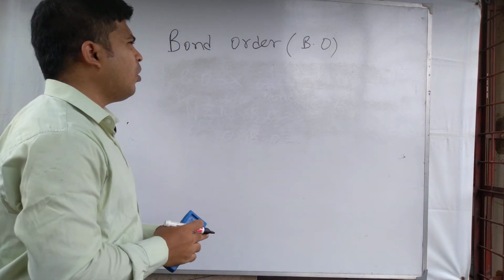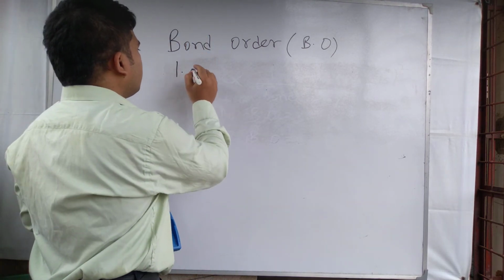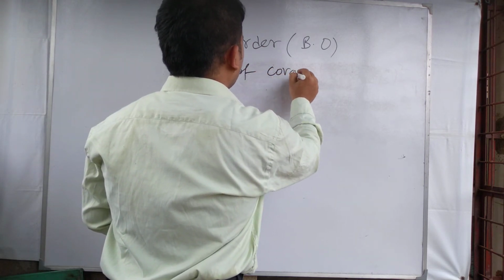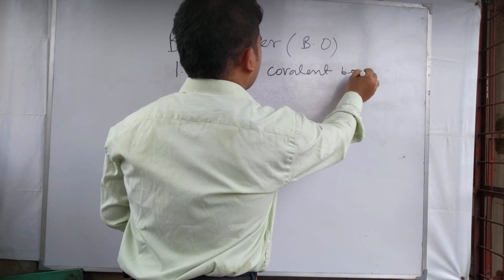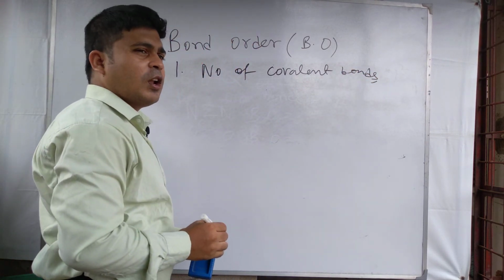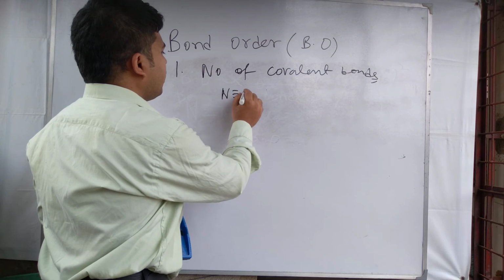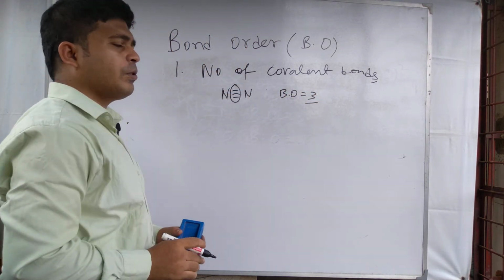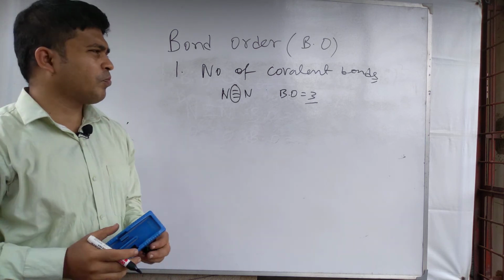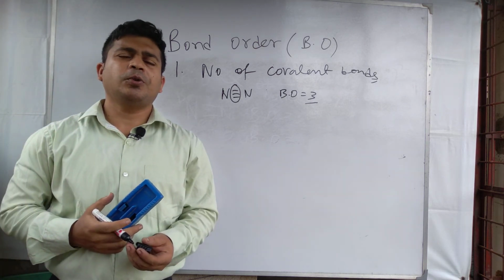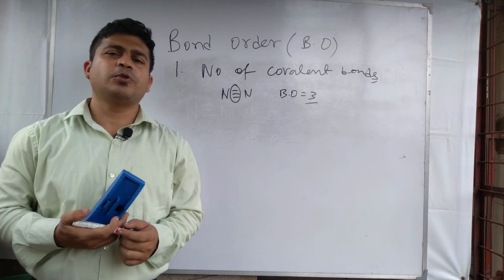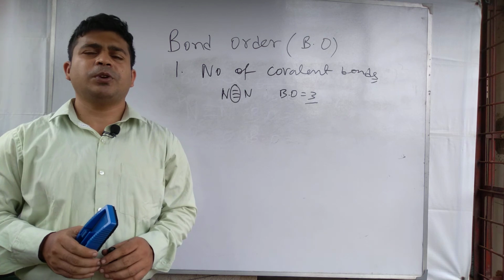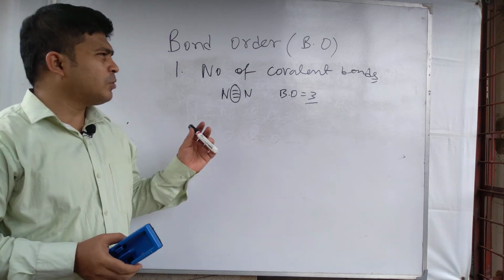And using the bond order concept, you can understand the number of covalent bonds. For example, N2 with BO 3 means 3 covalent bonds are present in the N2 molecule. So in this way you can use the bond order concept to predict the length of the bond and the number of bonds present between two atoms.